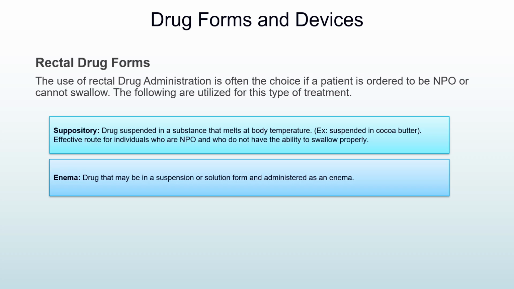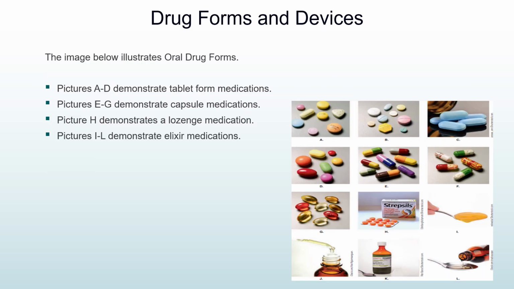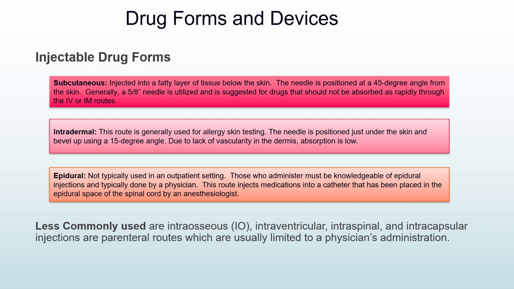So we have rectal drug forms. This includes a suppository, which is a drug suspended in a substance that melts at body temperature. For example, it may be suspended in cocoa butter. It is an effective route for individuals who are NPO and don't have the ability to swallow. Enemas. This is a drug that may be in a suspension or a solution form and administered as an enema. There are some pictures of different medications here: tablets, capsules, lozenges, and elixirs.